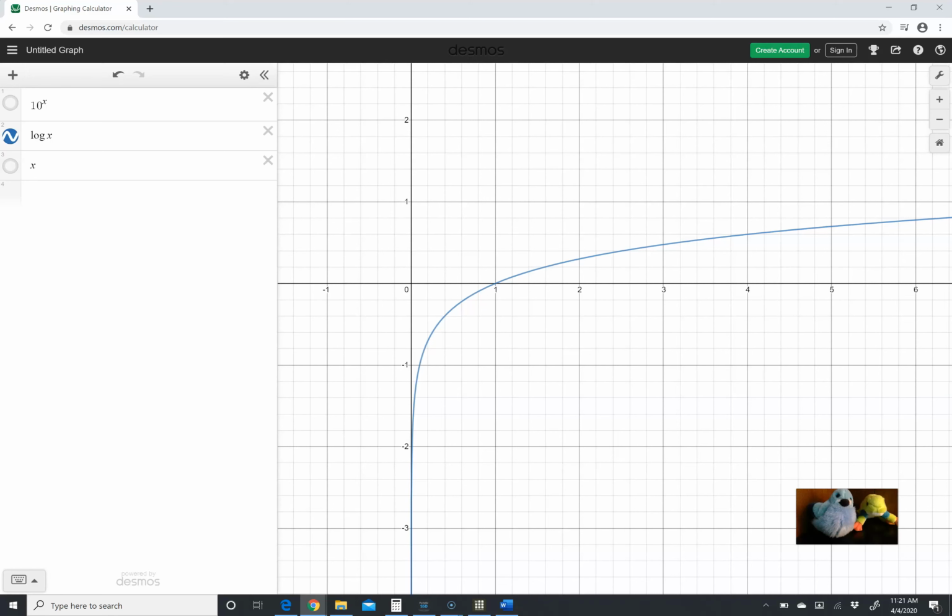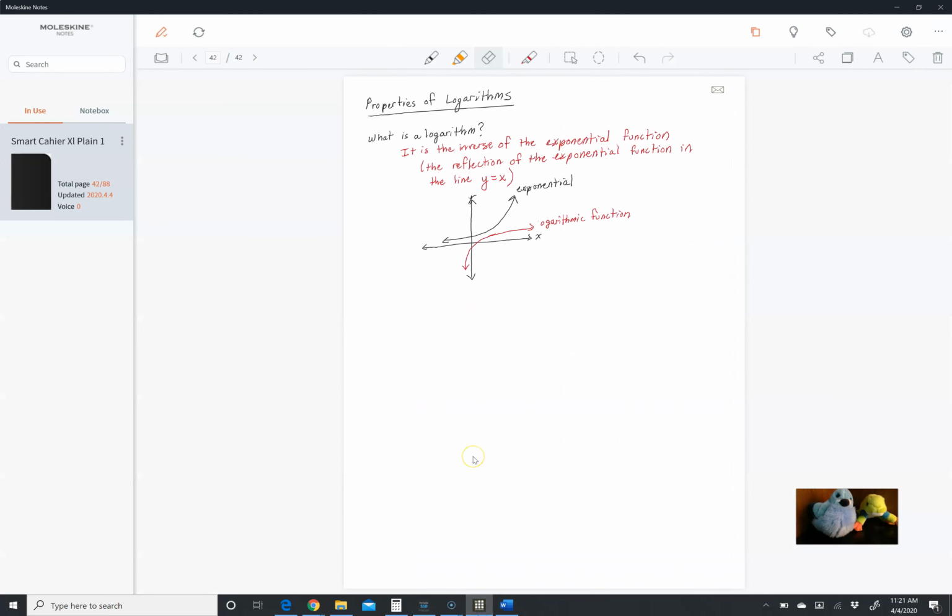And in fact, because it's a reflection in the line y equals x, the domain and the range simply switch, right? The idea is that we're flipping the x and the y. So if we're flipping the x and the y, then we would also be flipping the domain and the range, because the x's become the y's and the y's become the x's. So if the domain of the exponential is negative infinity to infinity, then the range of the logarithmic is going to be negative infinity to infinity.